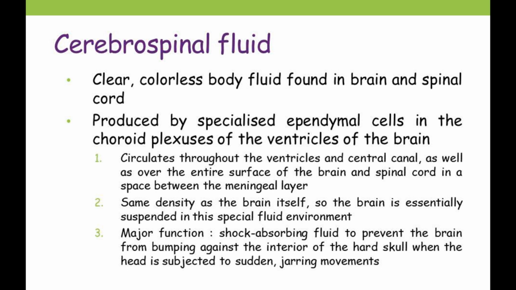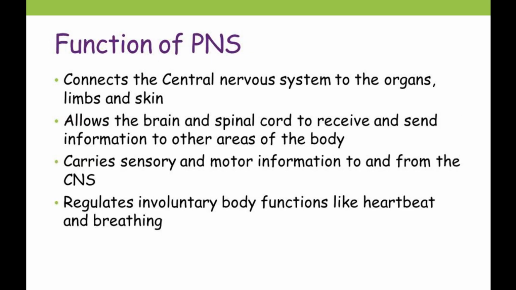Finally, the functions of the peripheral nervous system: it acts as a connection that connects the central nervous system to the organs, limbs and skin. It allows the brain and spinal cord to receive and send information to other areas of the body, carries sensory and motor information to and from the central nervous system, and regulates involuntary body functions like heartbeat and breathing.